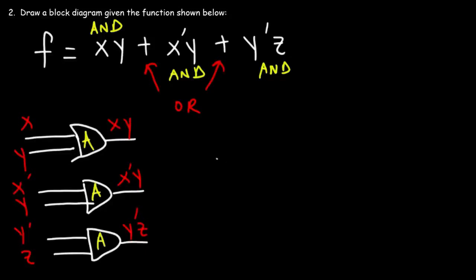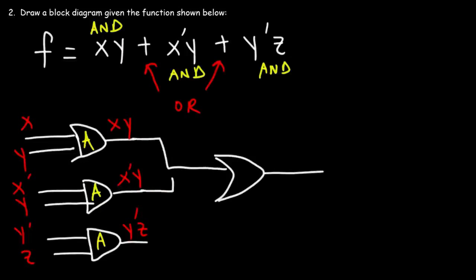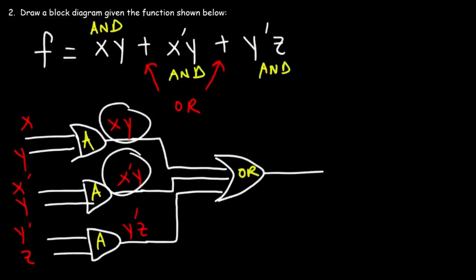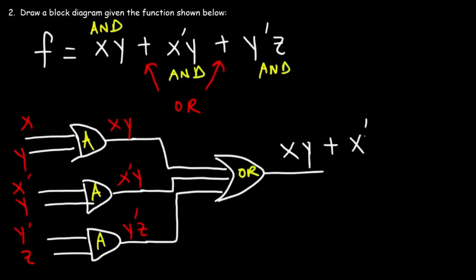Now we're going to feed these 3 AND gates into an OR gate. And so the output of the OR gate is going to be the sum of the 3 inputs. And so that's how we can draw a block diagram for this expression.